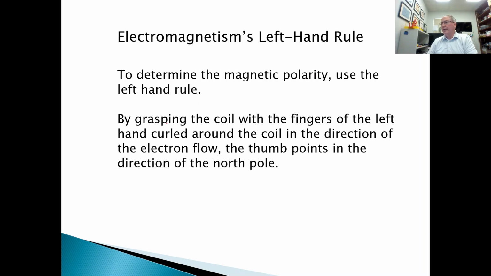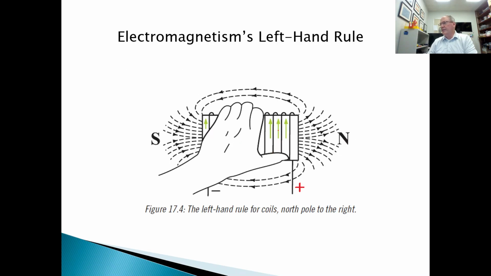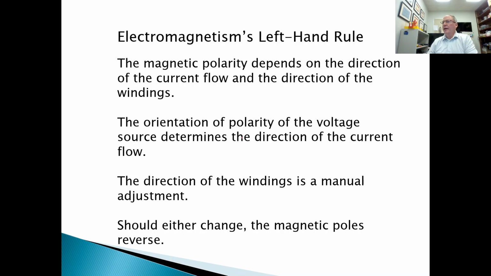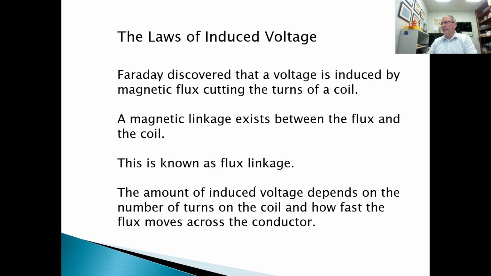Okay, so to determine the magnetic polarity, use the left-hand rule by grasping the coil with the fingers of the left hand curled around the coil in the direction of the electron flow. The thumb points in the direction of the current. So if you know the magnetic flow, but you don't know the current flow, you can see that here the current is going to go in the electron theory, which is negative to positive. And the polarity depends on the direction of the current flow and the direction of the windings. And if they reverse, the poles will reverse.